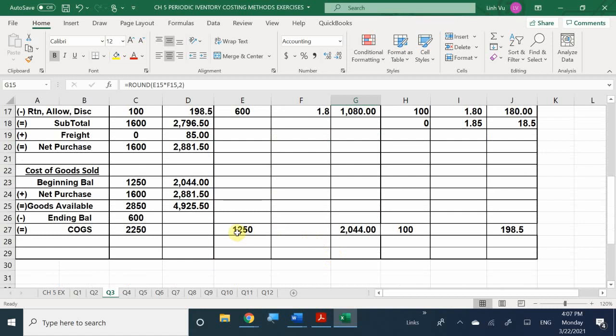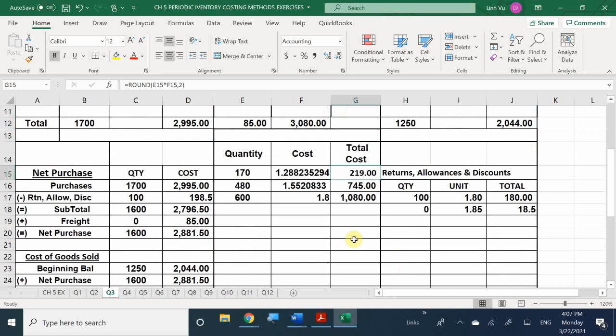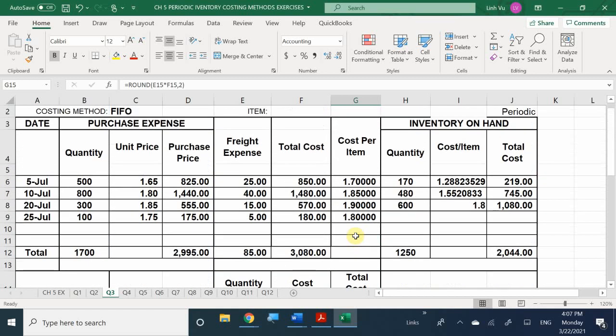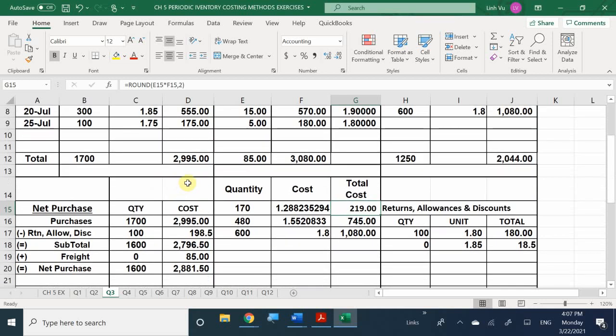So we know we sold 1250 at a total of 2044. So we got rid of all of that. Okay. So now we can move on to our purchases. Now we can start from the 5th of July. There's 500 items in the first batch.